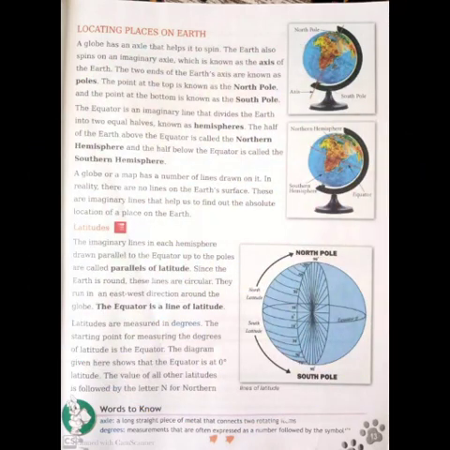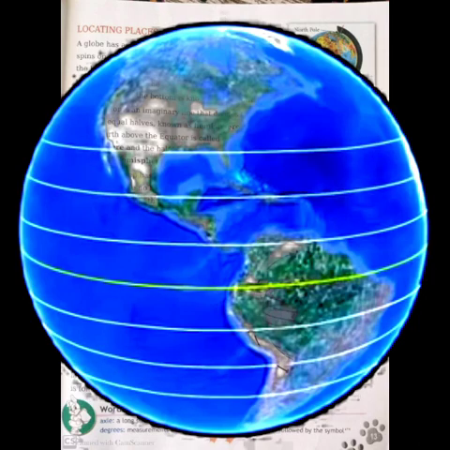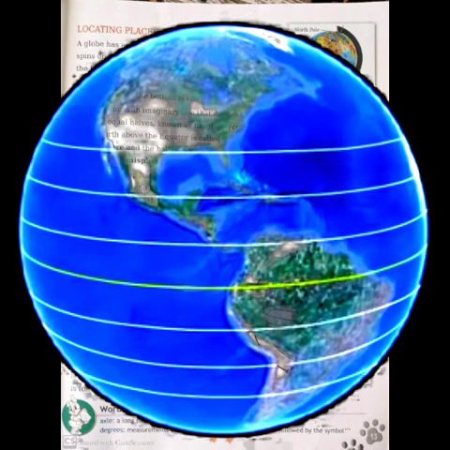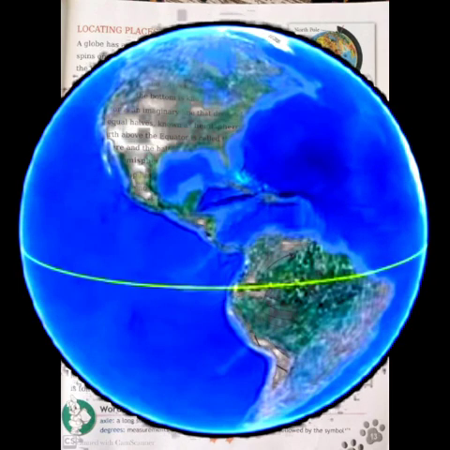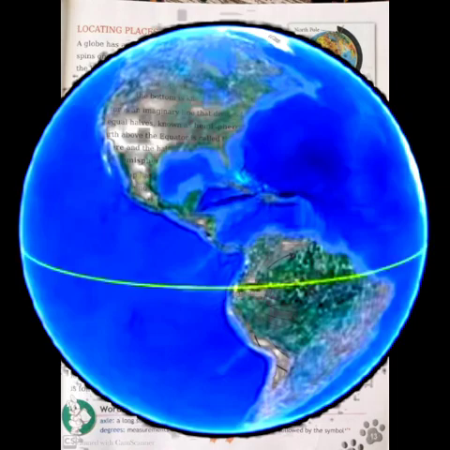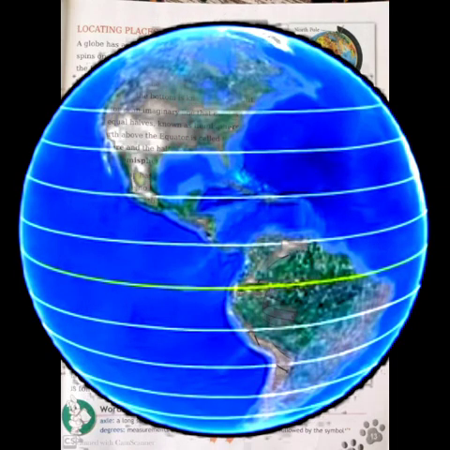Now comes the first part, which is latitudes. The imaginary lines in each hemisphere drawn parallel to the equator are called parallels of latitude. These lines are present up to the poles. Since the earth is round, these lines are also circular. These lines run in the east-west direction around the globe. The equator is also a line of latitude.